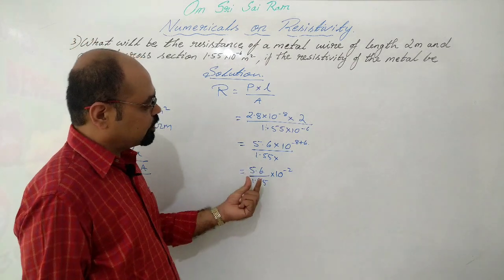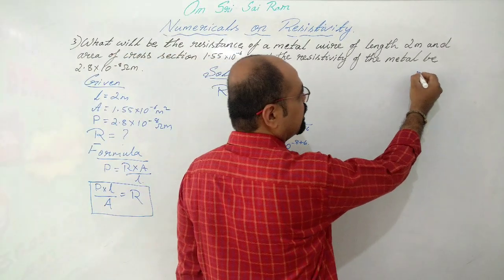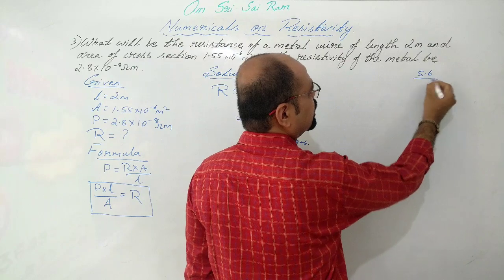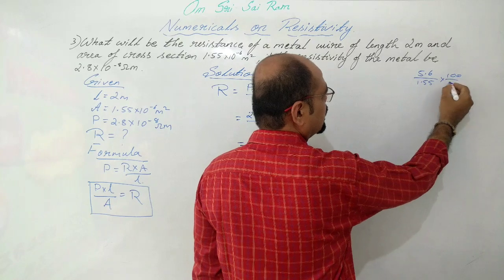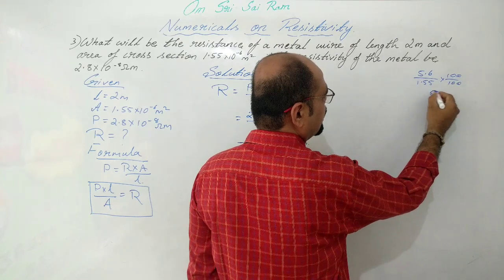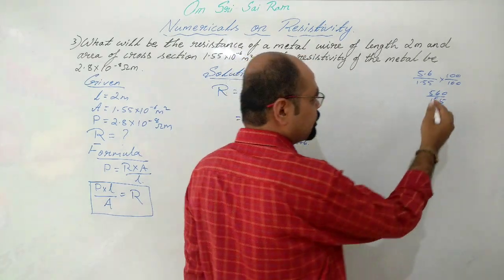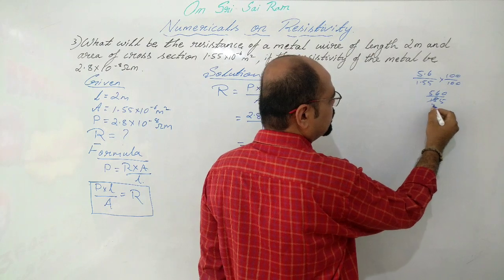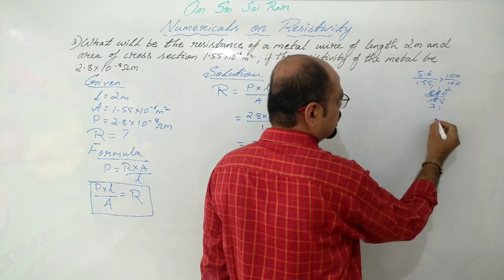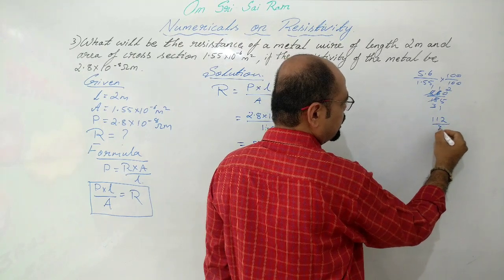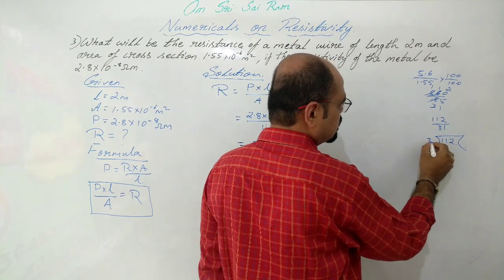Let's divide this 5.6 divided by 1.55. Let's go for the rough work here. 5.6 divided by 1.55. After the point there are two numbers, so let's multiply with 100. We get 560 divided by 155. Okay, so we'll divide first with the 5 table. 5 3s are 15, 5 1s are 5 and 5 2s are 10. So we got 112 by 31. If we divide this 112 by 31, let's start the division.